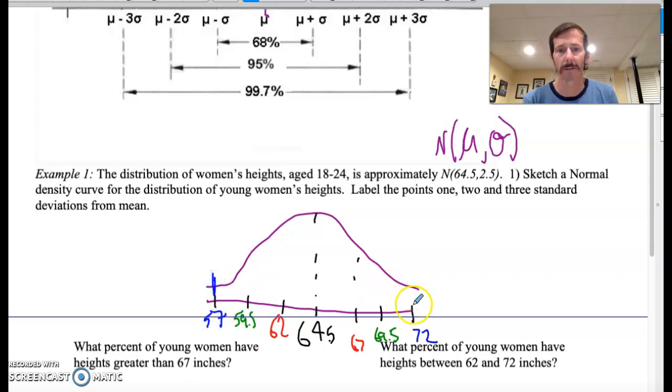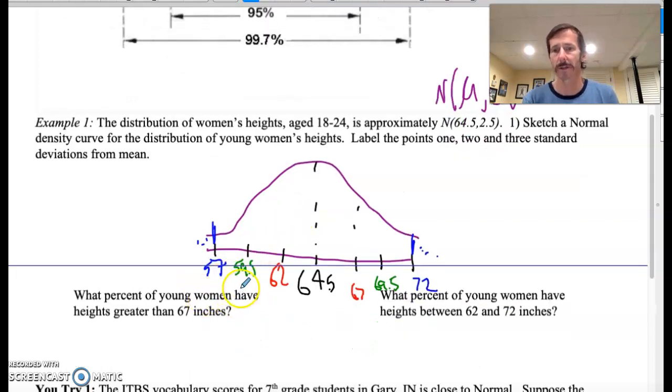So that's kind of the end markers. There would be some people that were above and below these heights, but basically this is saying that most people are not taller than 72 inches in this distribution, and most people are not shorter than 57 inches. And so if this question is what percent of young women have heights greater than 67, so notice that that is right here, and I want all of this information over here. That's all of it. So there's multiple ways to calculate this.